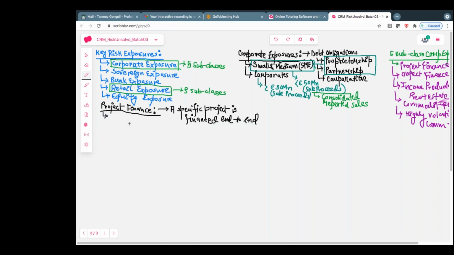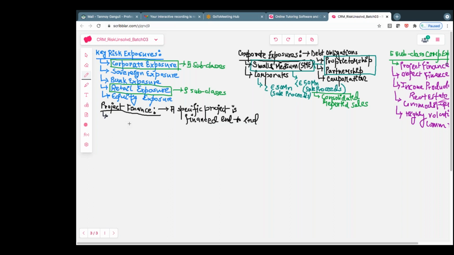So we spoke about project finance and object finance. We'll explore the different characteristics of these exposures and see how they are different from each other. And given that, we would need to understand what are the sources that we would focus on while we are trying to assess the viability of the projects, right?